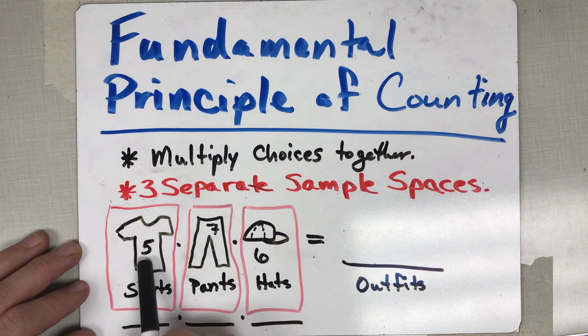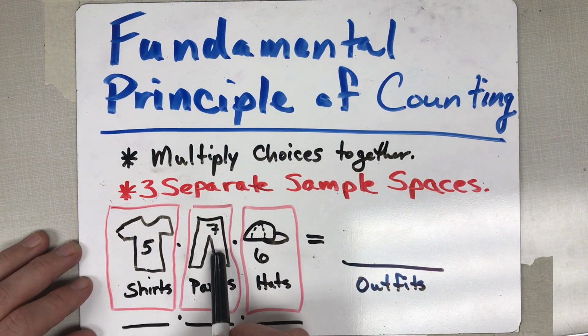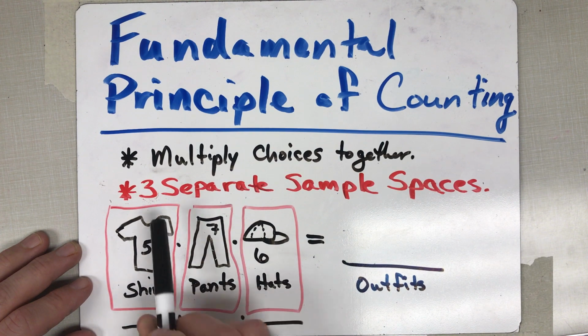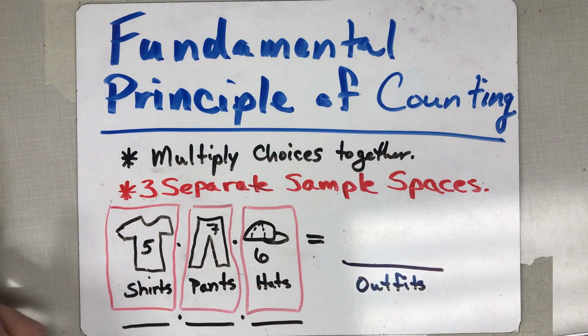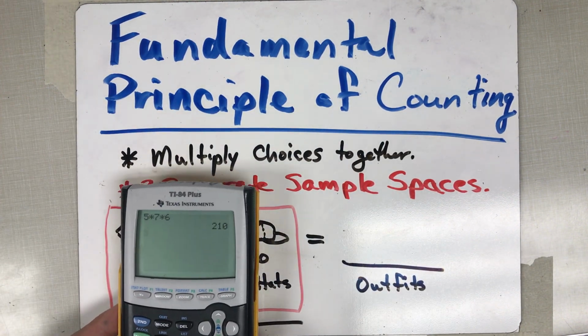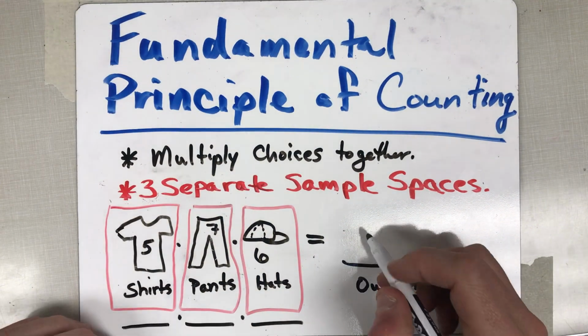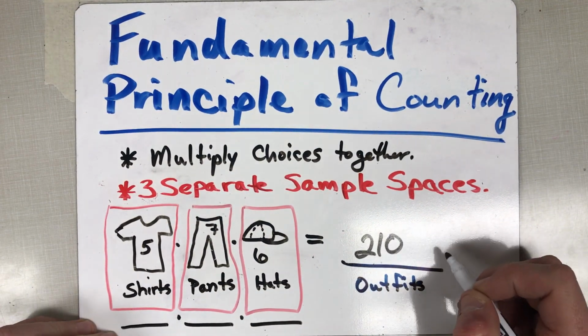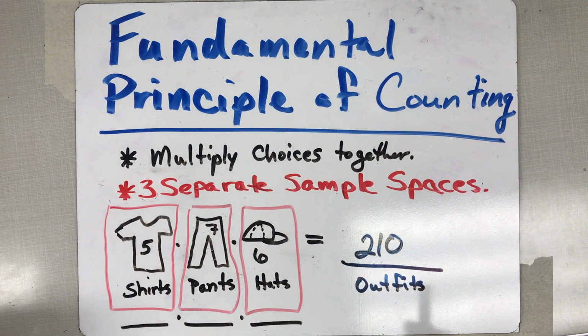So if I have 5 choices of shirts to pick from here, then I have 7 to choose from here, and then 6 to choose from here. If you simply just multiply your choices together, take your calculator out, 5 times 7 times 6, and you'll get 210. There are 210 different outfits that you could wear with those sets of clothes and hats.